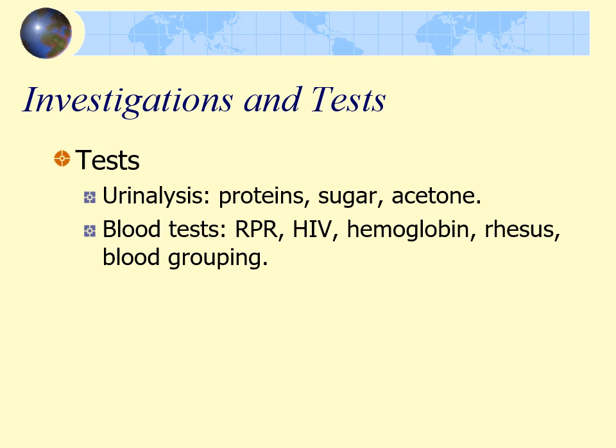For the blood test, you need to collect blood samples for rapid plasma reagin, which is the RPR test. You need to do HIV test. You need to check the rhesus factor, the hemoglobin, and the blood grouping.